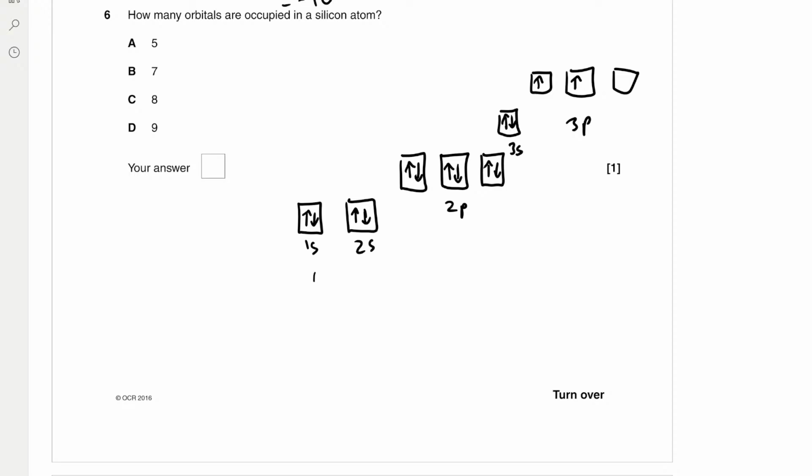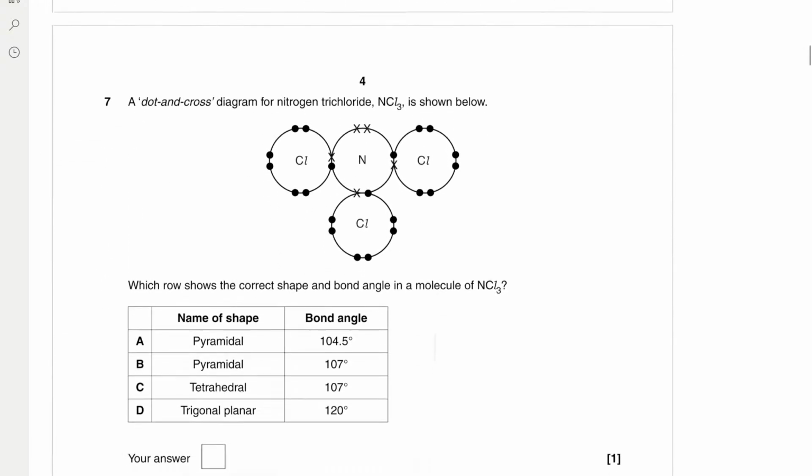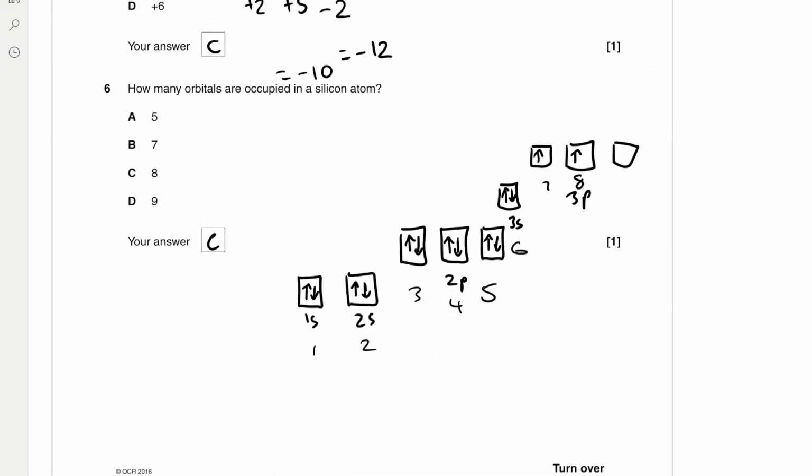So that's 1, 2, 3, 4, 5, 6 orbitals which are occupied, but then we have obviously 7 and 8. So that gives us answer C. Notice it says, I almost made the mistake there. Notice it says occupied, not fully occupied, so it can include partially occupied orbitals.